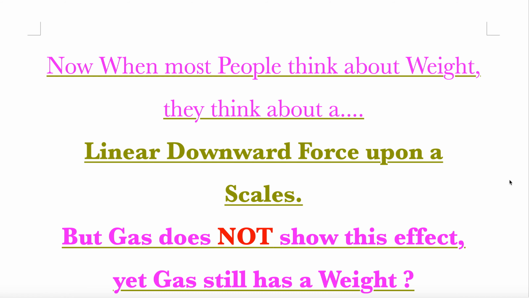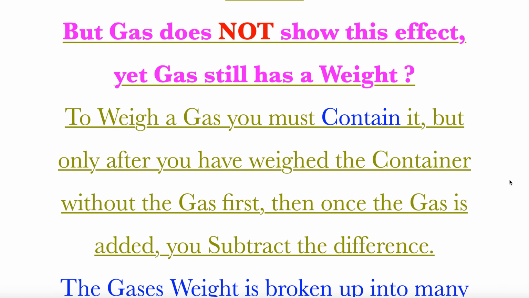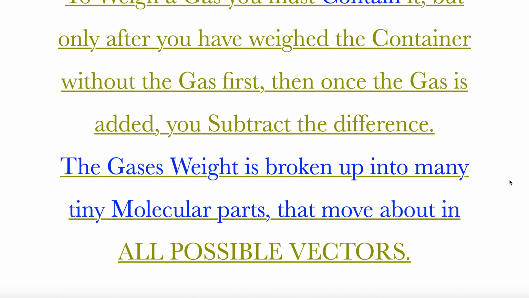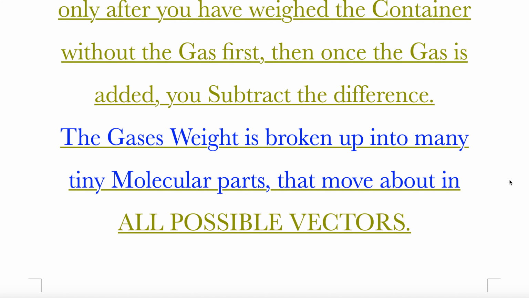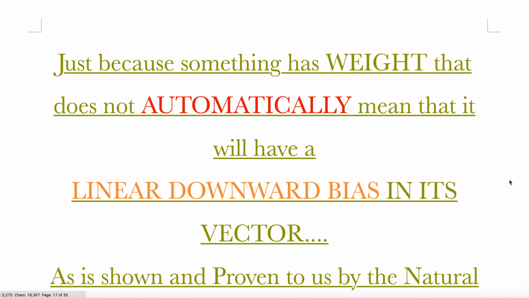But gas does not show this effect, yet gas still has a weight. To weigh a gas, you must contain it, but only after you have weighed the container without the gas first. Then once the gas is added, you subtract the difference. The gas's weight is broken up into many tiny molecular parts that move about in all possible vectors. Just because something has weight, that does not automatically mean that it will have a linear downward bias in its vector.